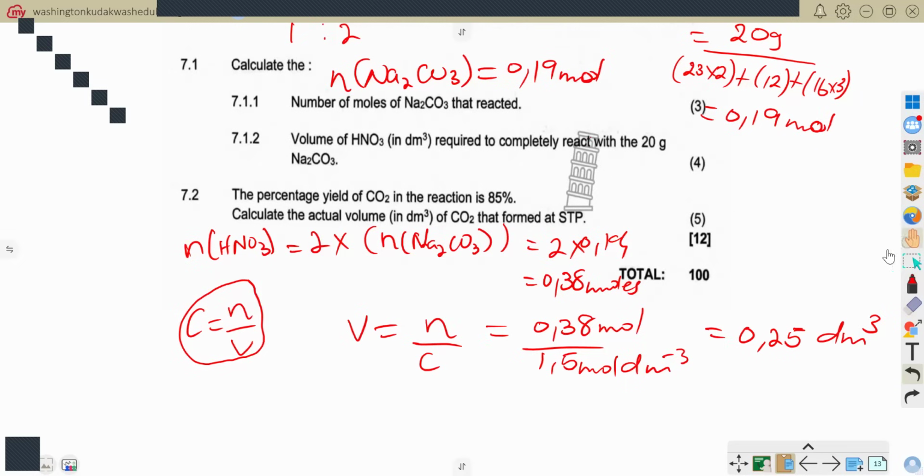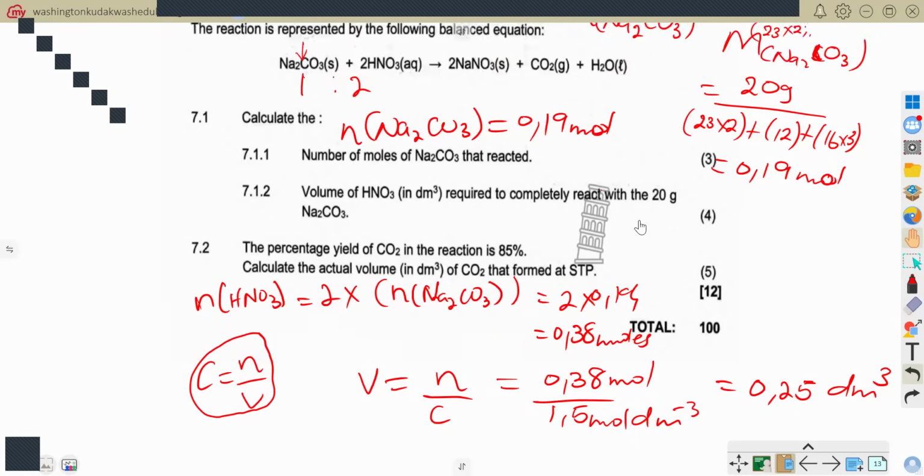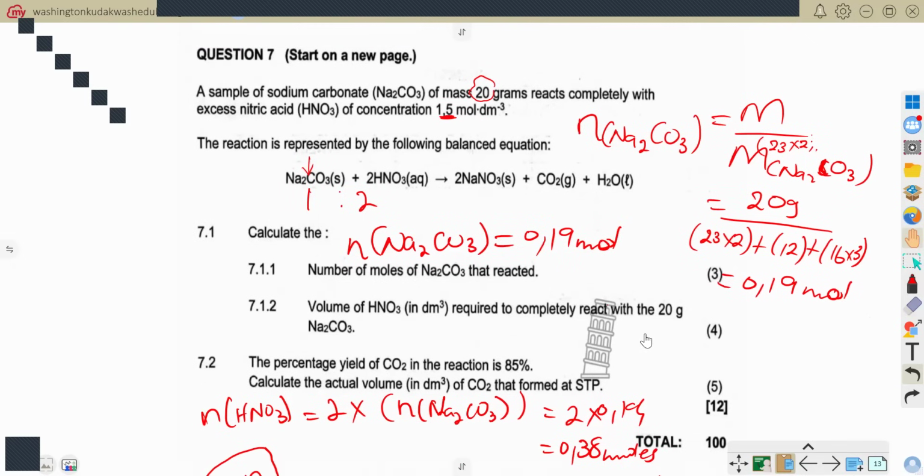So we are told that whatever is formed here, the actual volume that you are going to get is 85% of it. So we need to find the mole ratio of our sodium carbonate as well as the carbon dioxide that was produced. You would require 1 mole of sodium carbonate to produce 1 mole of carbon dioxide. So their mole ratio is 1:1.